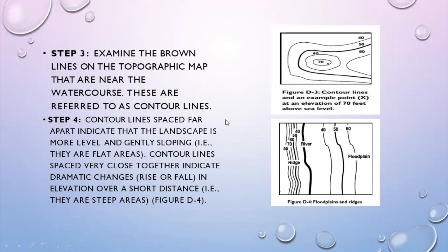Next, contour lines spaced far apart indicate that the landscape is more level and gently sloped. That is, they are flat areas. Contour lines spaced very close together indicate dramatic changes, which is a rise or fall in elevation over a short distance. That is, they are steep areas, which is in figure 4.